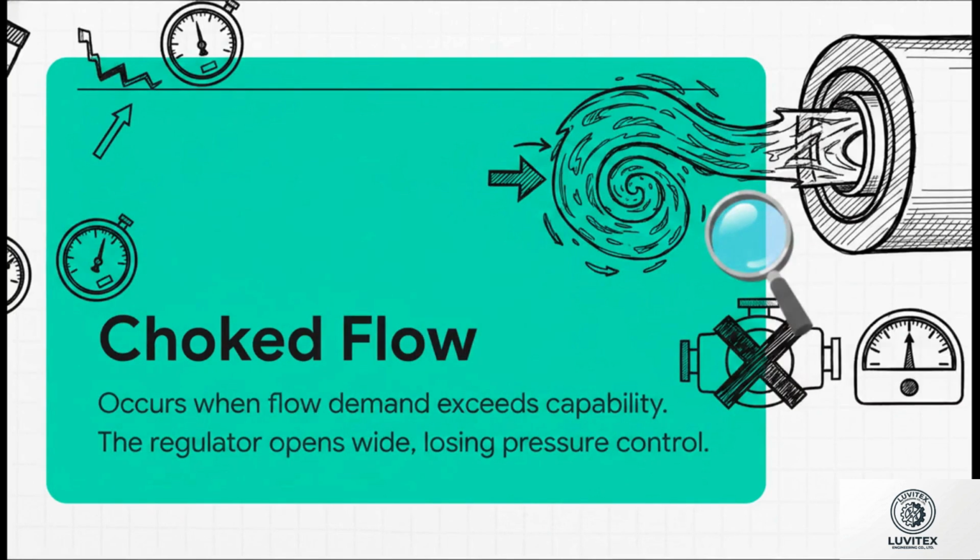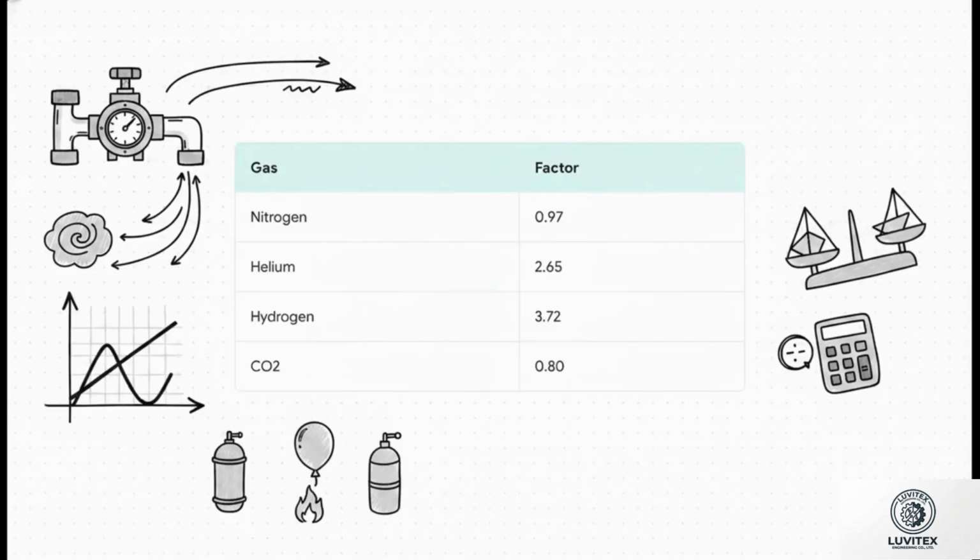Then, swinging over to the far right, we hit choked flow. The really crucial takeaway here is that selecting a regulator solely based on its maximum flow capacity, or its CV, is just a total recipe for unsatisfactory performance. Why? Well, because at maximum flow, the poppet is thrown wide open. It completely loses its ability to actively control pressure and essentially just turns into a restricting hole in your pipe. Now, keep in mind that different gases change the math completely.